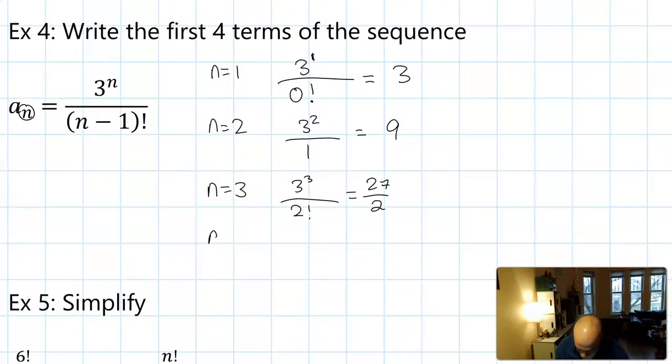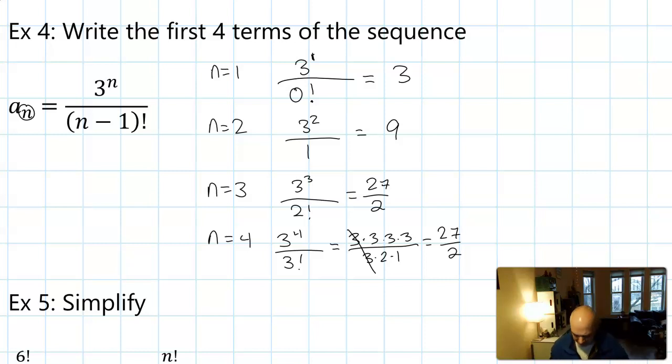And finally, if n is 4, that will be 3 to the 4th over 3 factorial, which is 3 times 2 times 1. So I'm actually going to write this out as 3 times 3 times 3 times 3 over 3 times 2 times 1, because something cool is about to happen. It actually reduces out to the same value, 27 over 2.